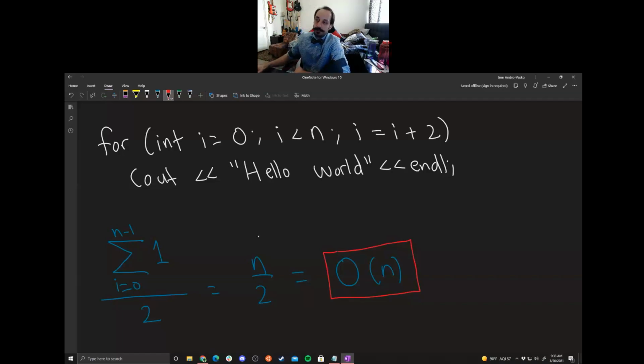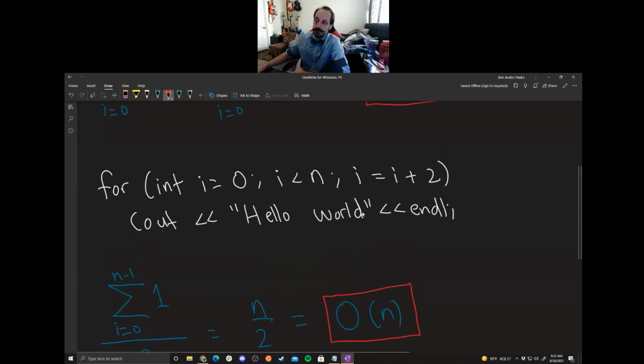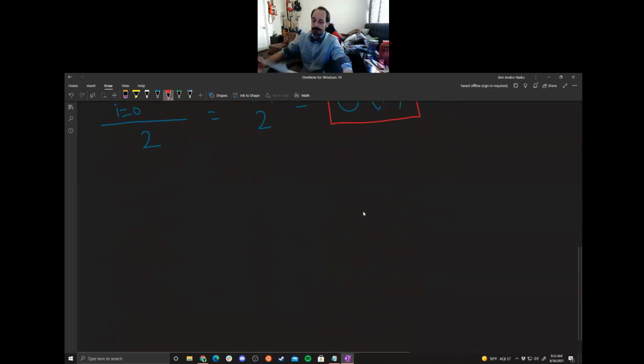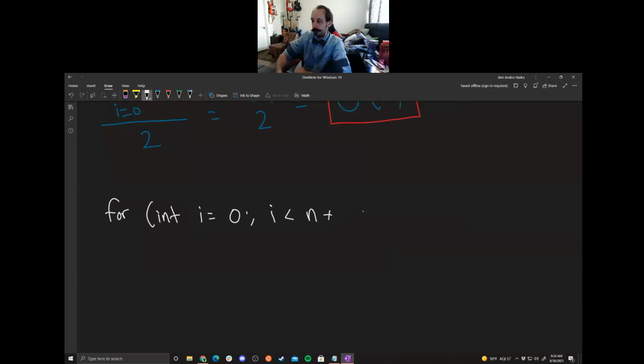I think that sort of covers these two examples. These ones aren't too bad. Let's go ahead and now discuss some other ones here. Okay, I'll do this one. Another not too challenging one. For int I equals 0, I less than n times n, I plus plus, and of course we have our infamous hello world.